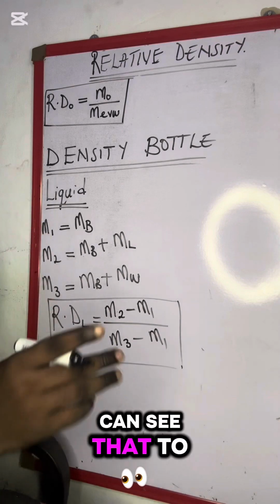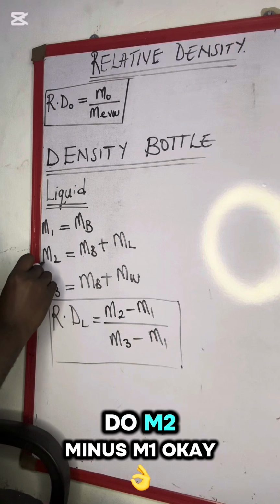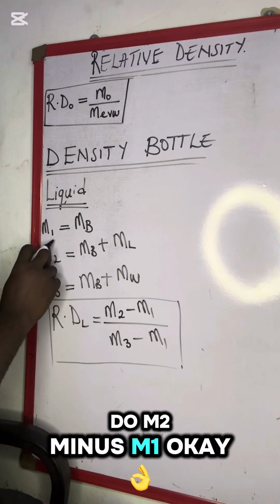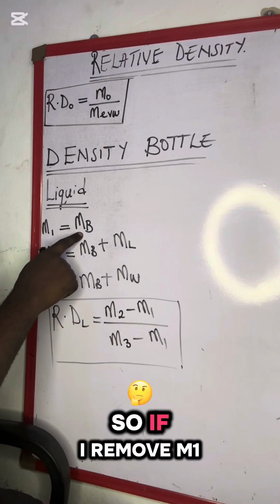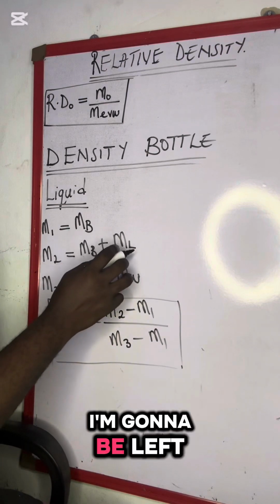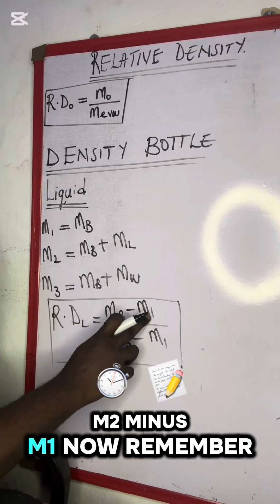You can see that to get the mass of the liquid itself, we're going to have to do M2 minus M1, okay? Because M2 has bottle and liquid, and M1 has just bottle. So if I remove M1 from M2, I'm going to be left with what now? The liquid. So the mass of the liquid becomes M2 minus M1.